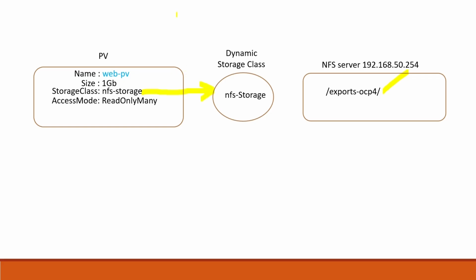Then we will mention ReadOnlyMany as the access mode. Then we will mention the IP address, which will be the NFS server IP address. Then we need to mention the path, /export-ocp4/page. We are instructed to mount /page under the export folder through this PV. After applying this PV, it will mount the files under /page through NFS storage.